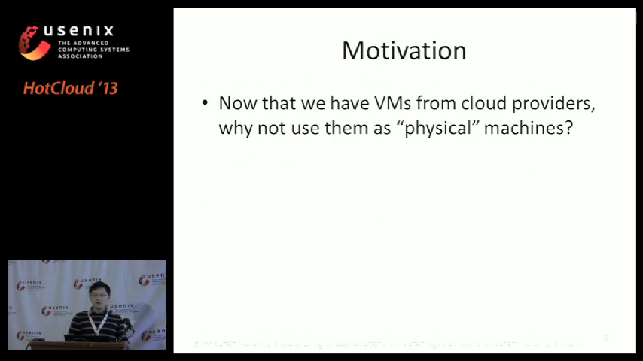So now that we have these on-demand, seemingly infinite VM resources and other virtual resources provided by cloud providers, what kind of interesting stuff can we do with these VMs and virtual resources? One idea is, why do we have to use VMs as just VMs? Why don't we use them as physical machines? So the idea here is straightforward: we're going to build and run a nested cloud within the cloud provided by the cloud providers, and we're going to run a virtualized environment within a virtualized environment.